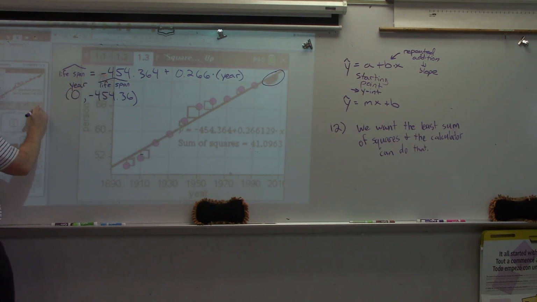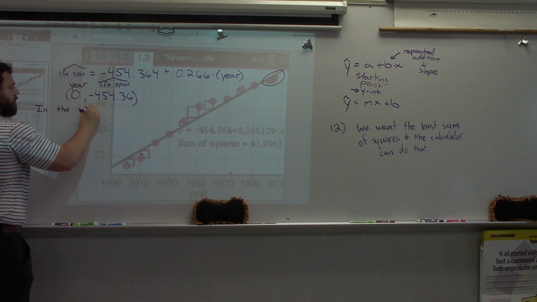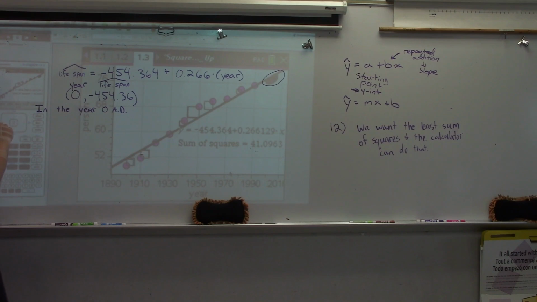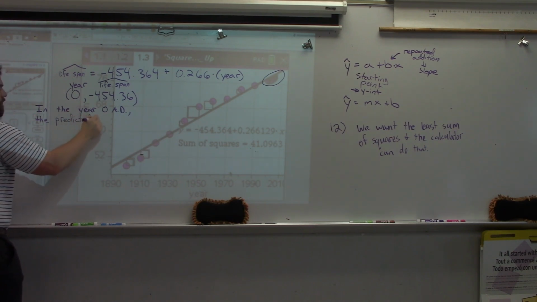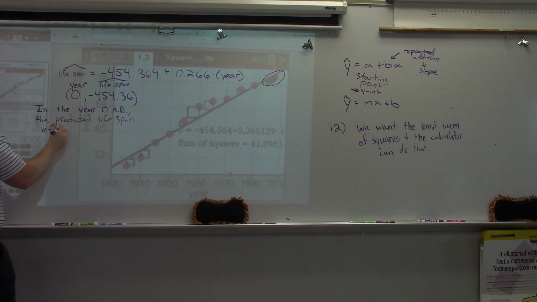So how would I interpret this? That's a pretty terrible predicted lifespan. I'm aware, but this is how we would interpret it. In the year 0 AD, the predicted lifespan is negative 454.364 years.